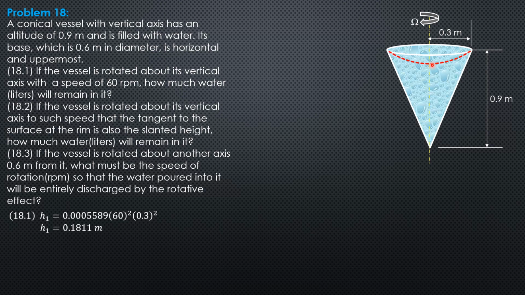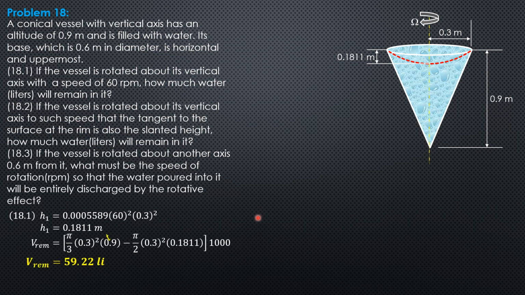And from the figure, the volume that will remain is represented by volume of cone minus volume of paraboloid of revolution. So volume remained is quantity pi over 3 times radius of cone 0.3 squared times height of cone 0.9, minus volume of paraboloid pi over 2 times 0.3 squared times 0.1811. Then the entire two terms multiplied by 1000 to convert it to liters. So volume remained is 59.22 liters.